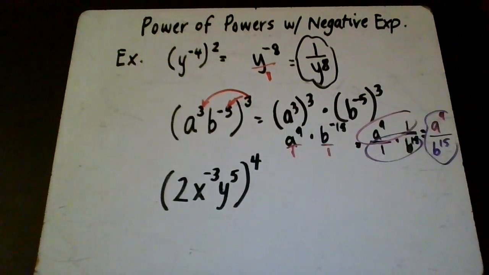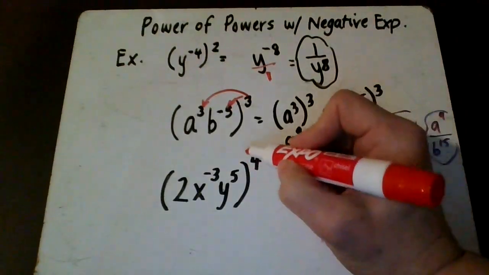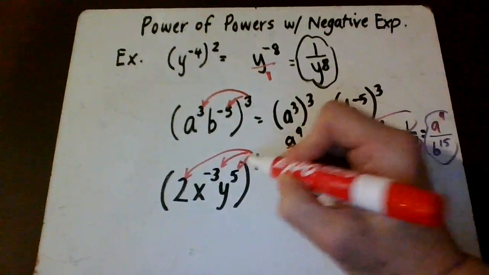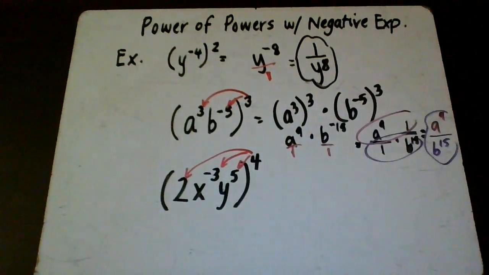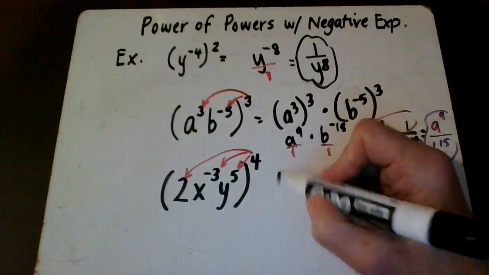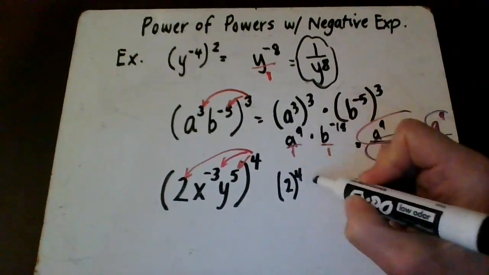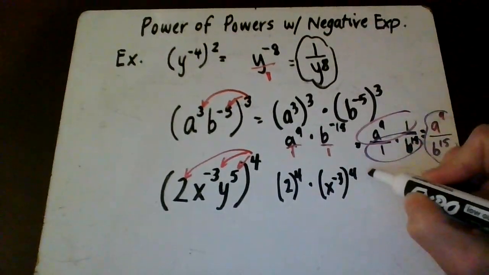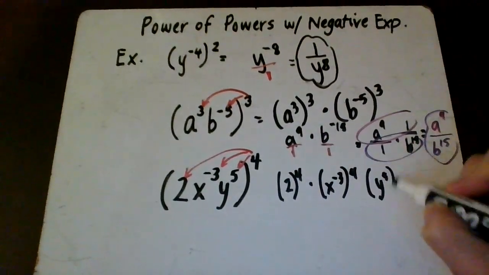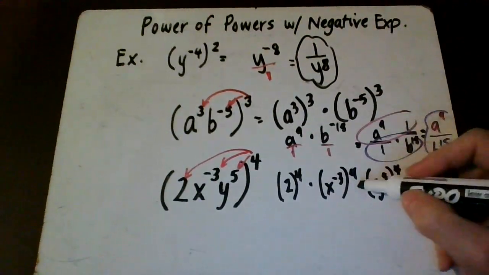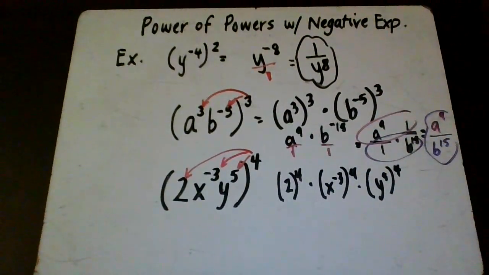All right, last example. Distribute that 4. Don't forget to distribute to the coefficient, to the x, and to the y. Let me rewrite that. So that would be 2 to the 4th power times x to the negative 3 to the 4th power times y to the 5th to the 4th power. And of course, you don't have to rewrite them if you kind of understand what's going on. I like to rewrite it so everybody can kind of see the process.